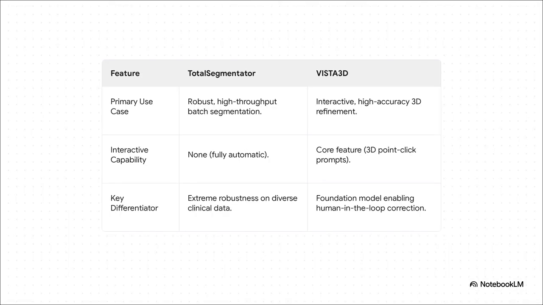And this is why these two tools are such a perfect match. You've got Total Segmentator, which is like the workhorse. It's built to just plow through huge amounts of data automatically. Then you have Vista 3D, which is more like the artist's fine-tuning tool. It lets an expert make these incredibly precise corrections with just a few clicks. It's the best of both worlds, really. You get the speed of the machine and the accuracy of the human expert.